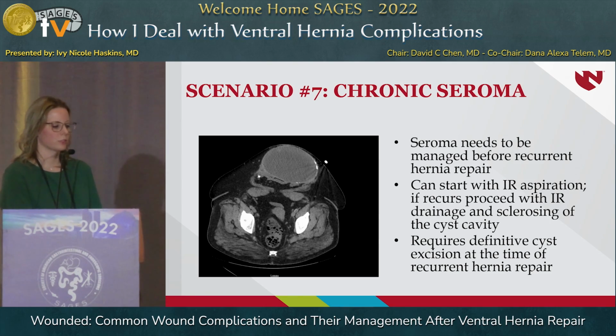Just remember that the sclerosing is only gonna collapse the cavity. It's not gonna get rid of the cavity. And so the cyst cavity requires definitive excision at the time of your recurrent hernia repair.